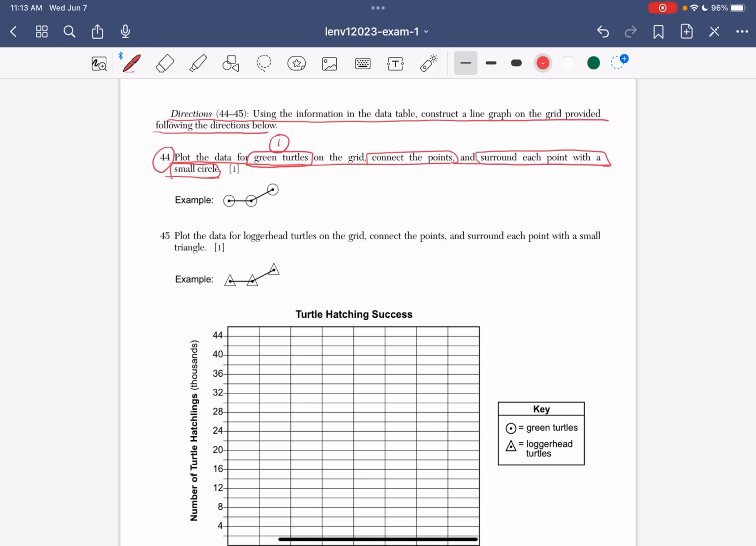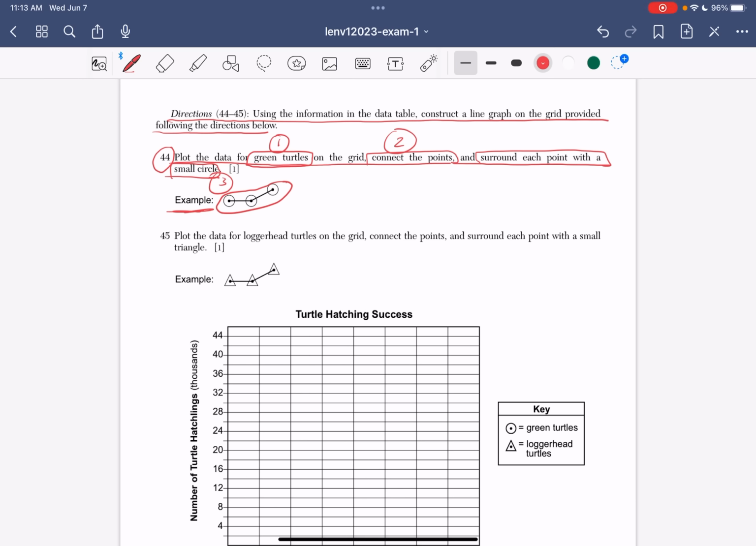So 1, it's about the green turtles. 2, they want you to connect the points. So plot, connect, and then surround it with the circle. So for example, they show you what they want it to look like.